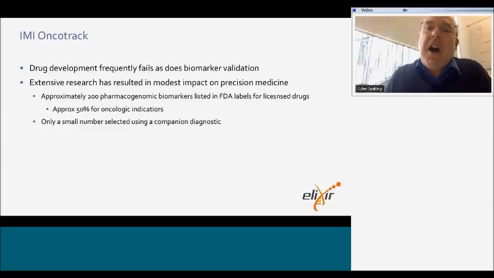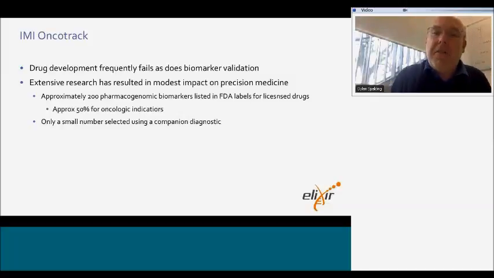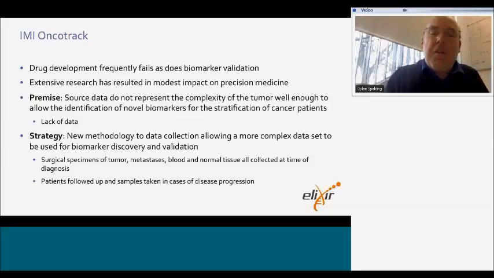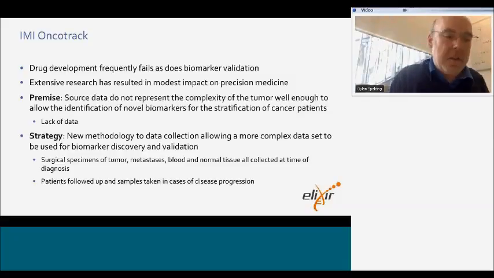50% of these are for oncologic indicators, but only a small number are currently being selected for use as a companion diagnostic. So the premise was that the source data does not represent the full complexity of the tumour well enough to allow identification of novel biomarkers for the stratification of cancer patients.